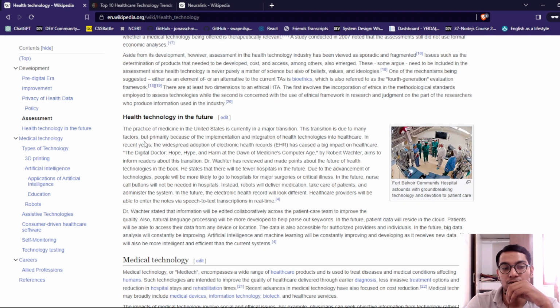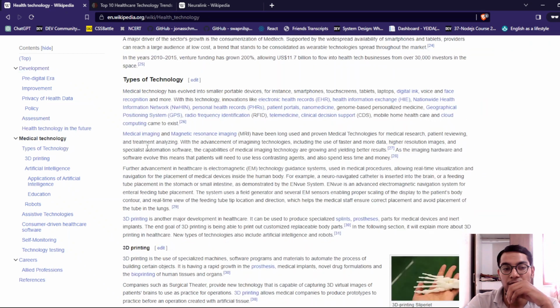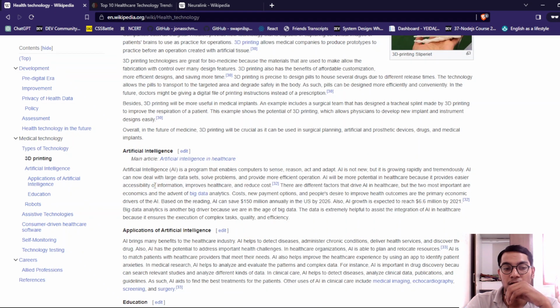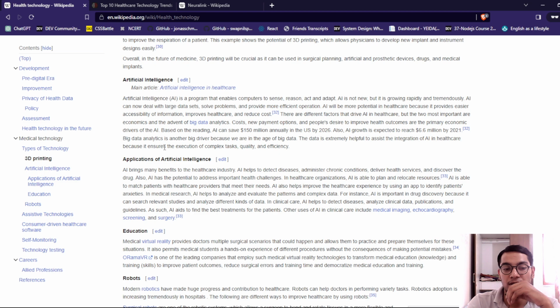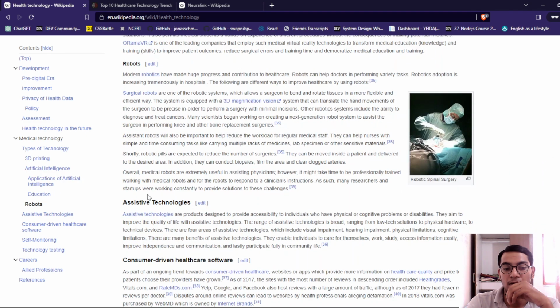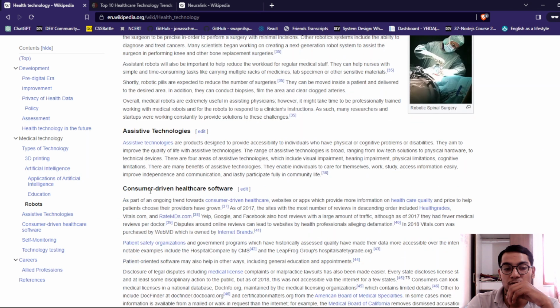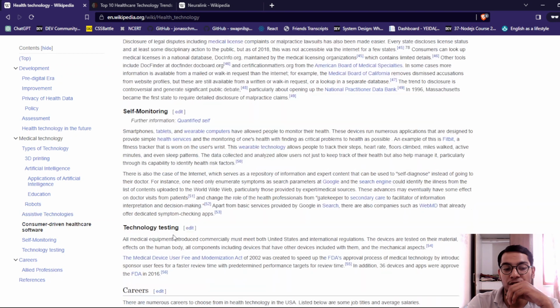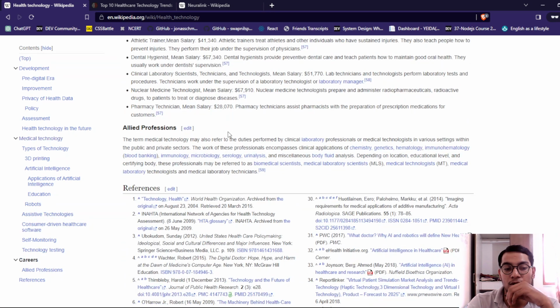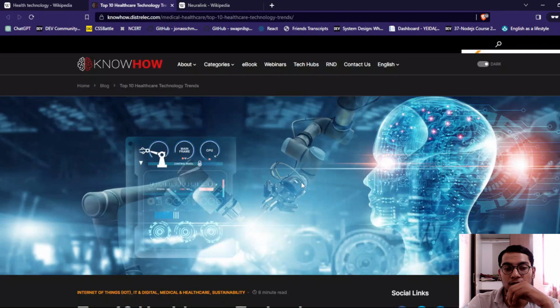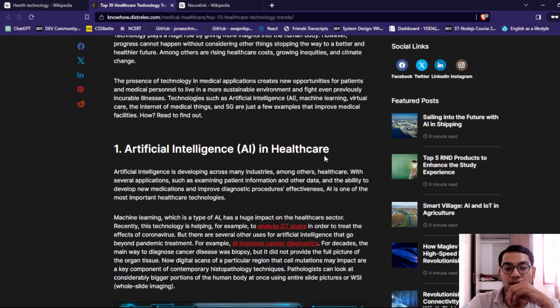High technology in the future. I want to read about this type of technology: 3D printing, artificial intelligence, application of artificial intelligence in education, robotics, assessment technologies, consumer-driven healthcare software, self-monitoring technology, testing. All this technology can be used. Another top 10 technology can be artificial intelligence in healthcare.